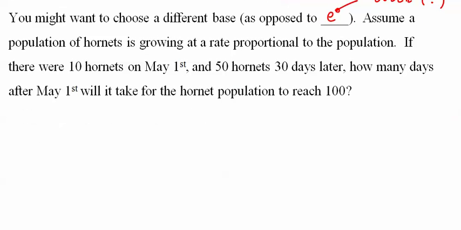So you've got a population growing. It's hornets, because we all have a population of hornets growing outside of our house, and they are starting at 10 on May 1st and growing to 50 in 30 days. So we can just write out an equation and use whatever base we want. It grows by a factor of 5 in 30 days.